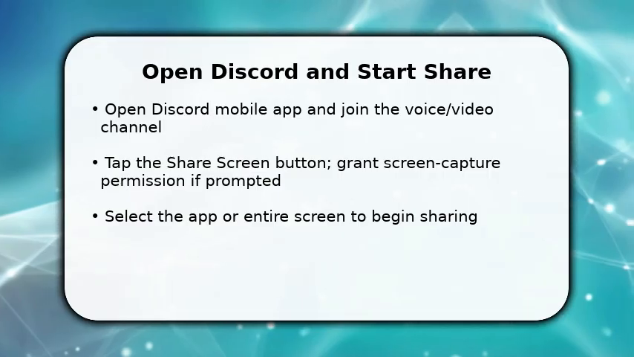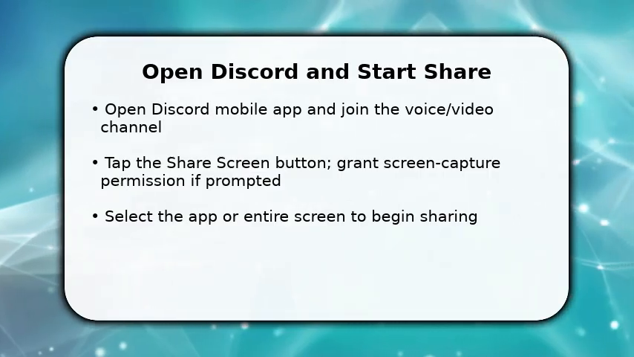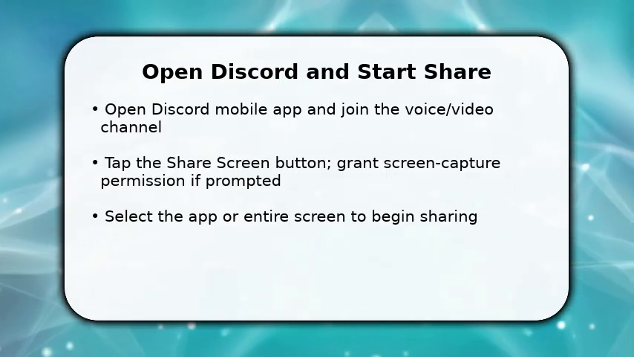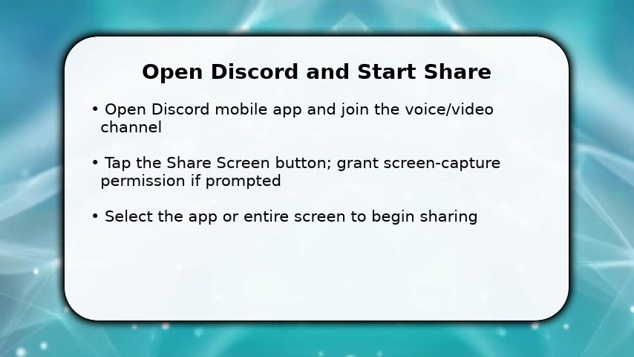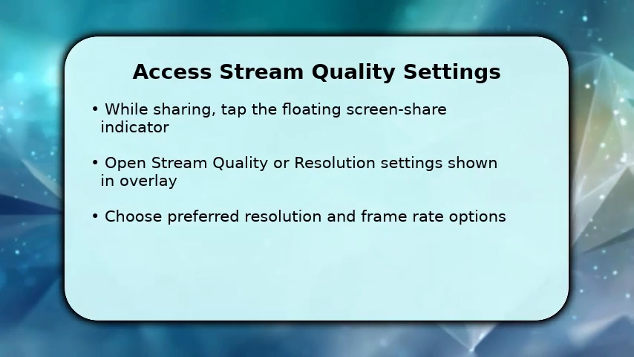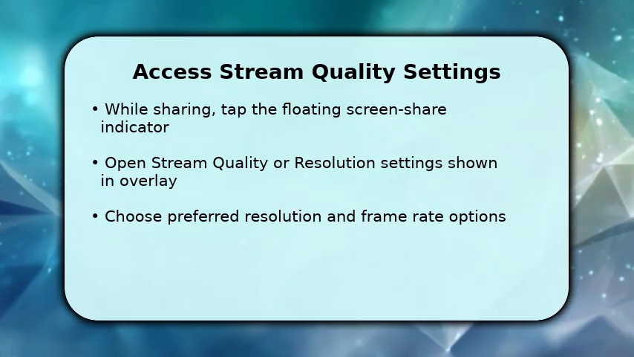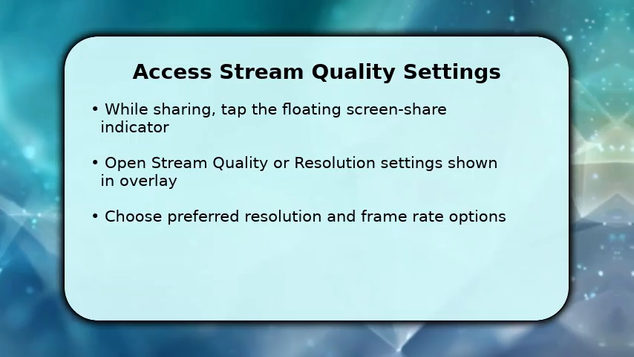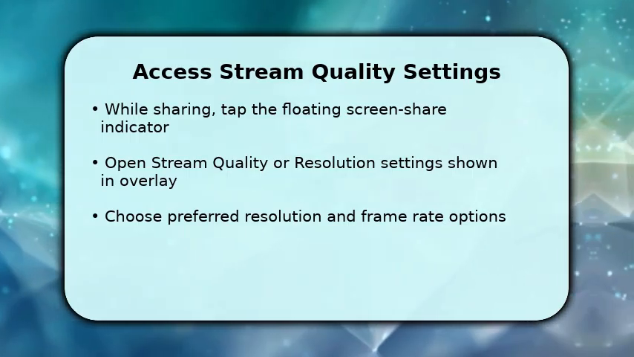You want the feed active before adjusting quality, because Discord reveals settings only while sharing. Make sure notifications are minimized so nothing private pops up during the next steps. Now that you're sharing, tap the floating screen share indicator to open the overlay menu. You'll see stream quality or resolution options.